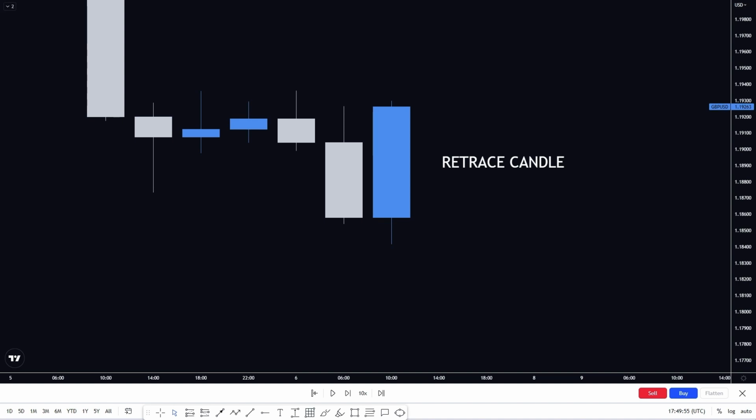Now, the retrace candle again is a great tool to use at being able to predict potential momentum entering the market, because it's showing us that clear change in trend.